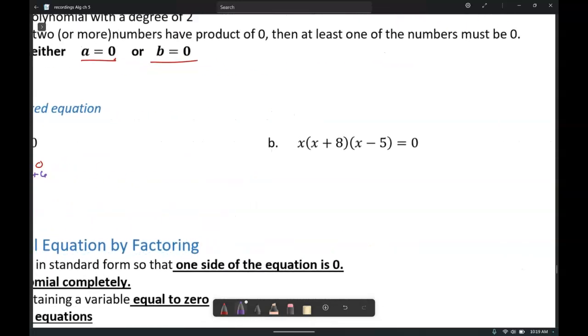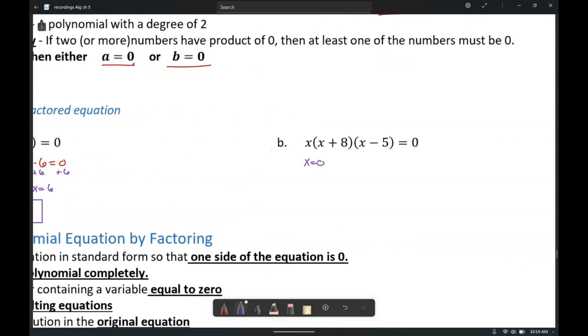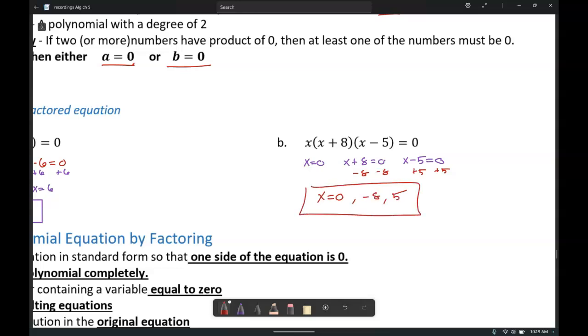If we have more than two factors, then we set each of those, again, equal to 0. Well, x equals 0 is already solved, and so we can go ahead and just apply our addition property for the other two factors, and we get three solutions of 0, -8, and +5.